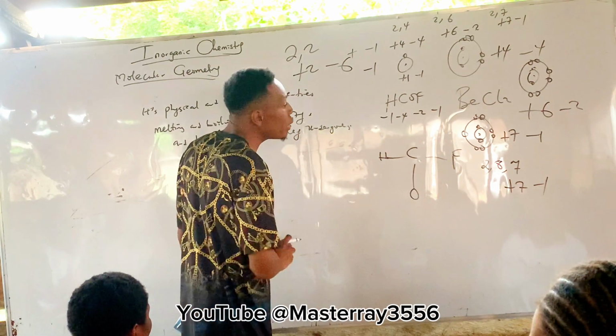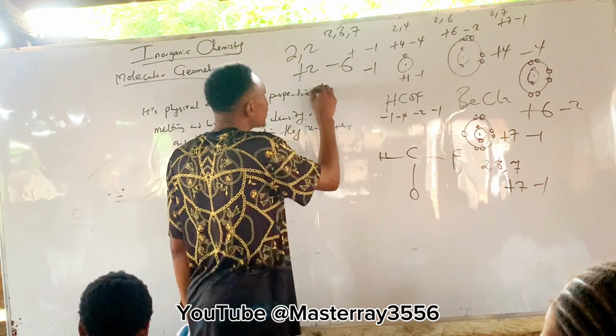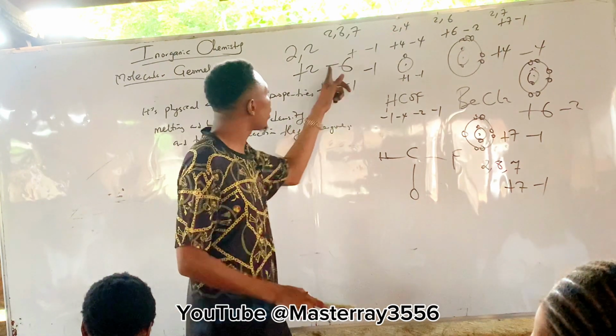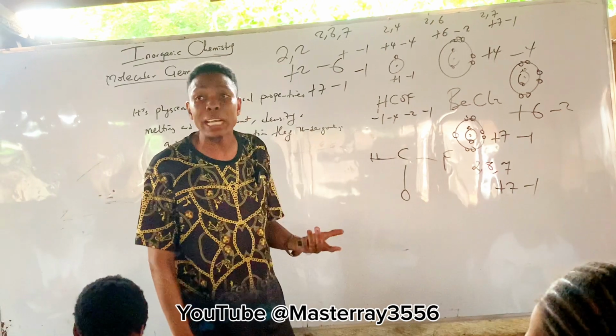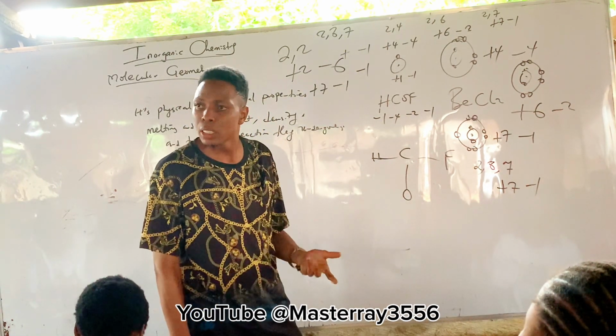Your chlorine is how many? 17. That is 2, 8, 7. That is plus 7, minus 1. Minus 6 and minus 1. Which one has the lowest? So the lowest number there is minus 6. Are you following? Yes. So that's it.